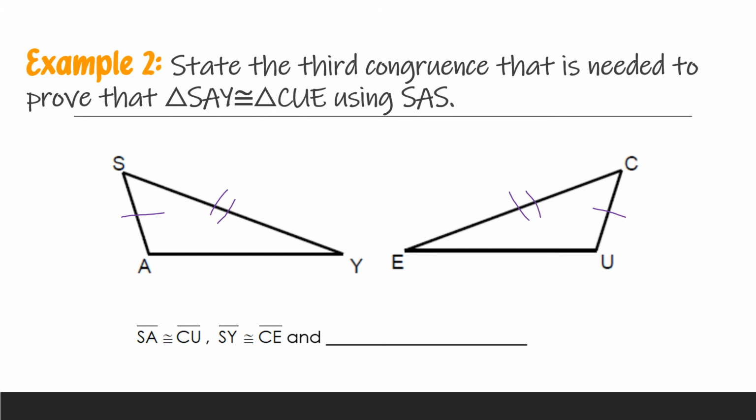Remember, it has to be the angle in between the two sides, or the angle that those sides form. So AS and YS form angle S. They both have S involved in them. And then EC and UC form angle C. So we would need to know that angle S is congruent to angle C in order to prove these triangles are congruent by side, angle, side.